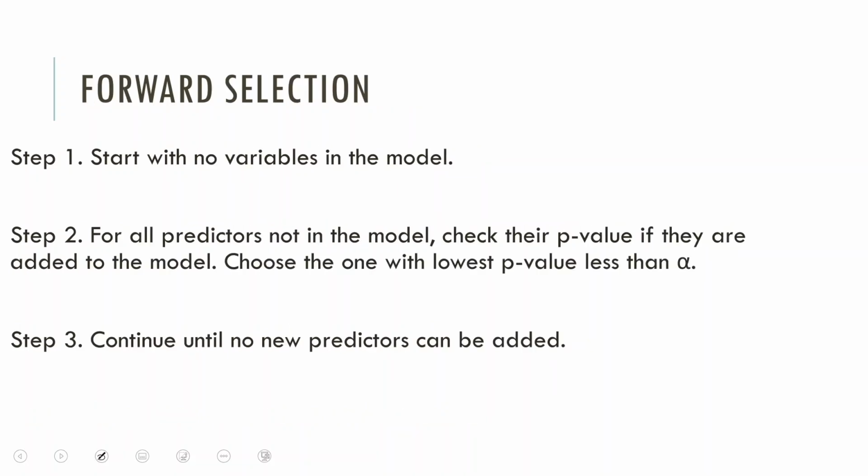Okay, so then we have this idea of forward selection. It's the total opposite of backward selection. You start with no variables in the model except for your x1. Maybe it's the first column, maybe it's the last column or whatever, but you just start with one predictor. So you start with something like this.